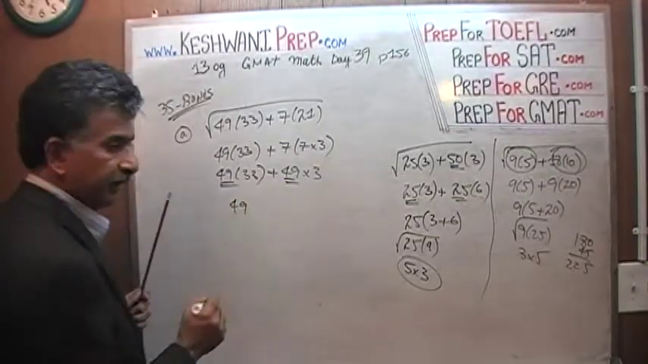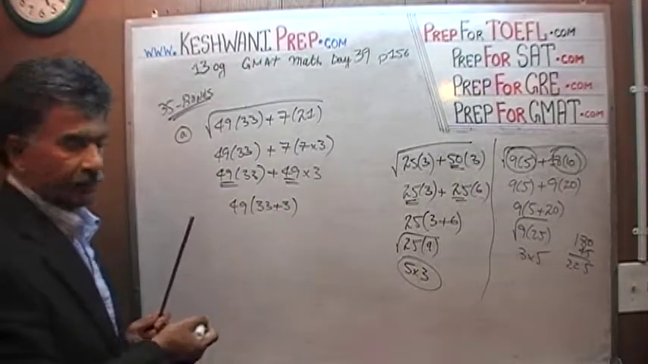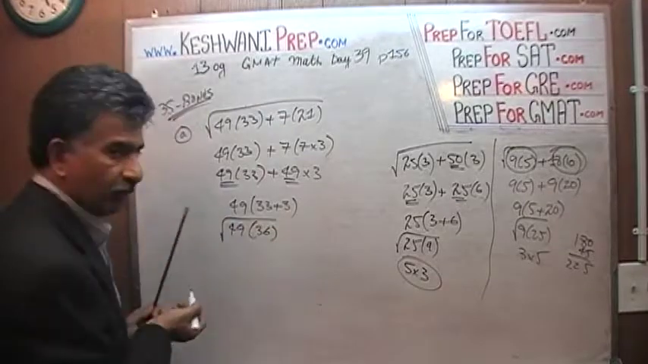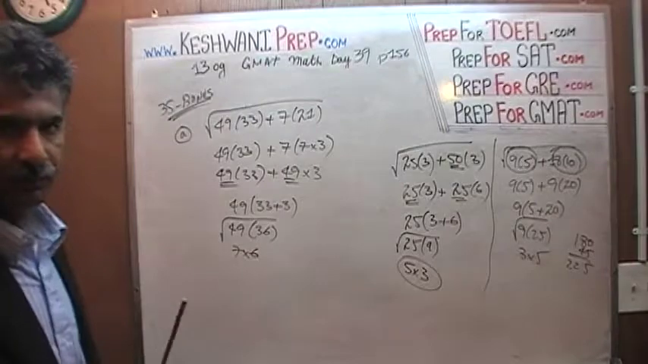If we take out 49 common, we end up with 33 plus 3, which is 36, so 49 times 36, and now we can take a square root of it very easily. It comes out to be 7 times 6, 42. The answer is 42. Let's do the next one.